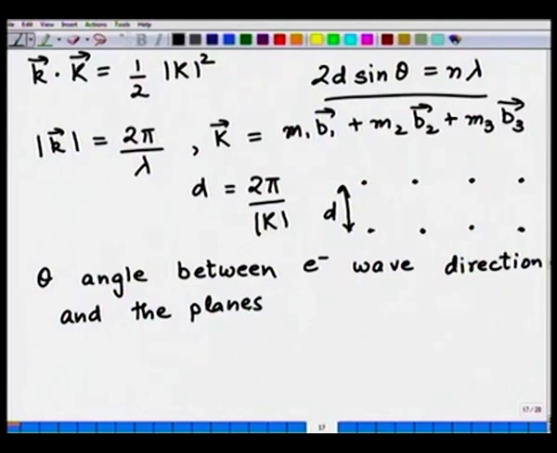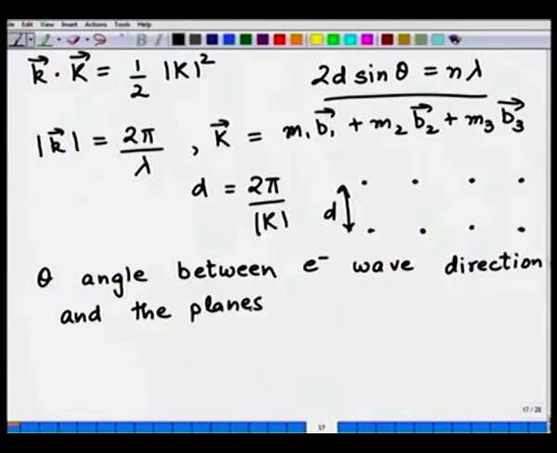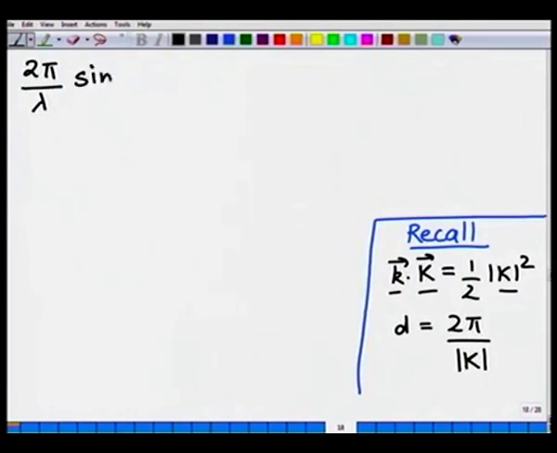Therefore, I am going to write small k as 2 pi by lambda, in dot product with K. I am going to cancel one K magnitude with the square here. So in terms of magnitude I will cancel it out. If you resolve k in the direction of K, taking the unit vector capital K, then with that angle it should become sin theta. k dot the unit vector in the direction of K would be k sin theta. That is what this quantity will be.